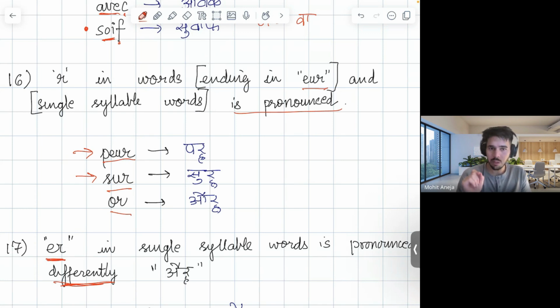So single syllable words, if they have an R in them, the R is pronounced. And the other rule is that EUR ending words have the R sound pronounced. So the first word that we're going to see is per. Can Jessica say this word for me, please? Can you say that again? Sorry. Yes, that's correct. Preeti, can you say the second one for me?